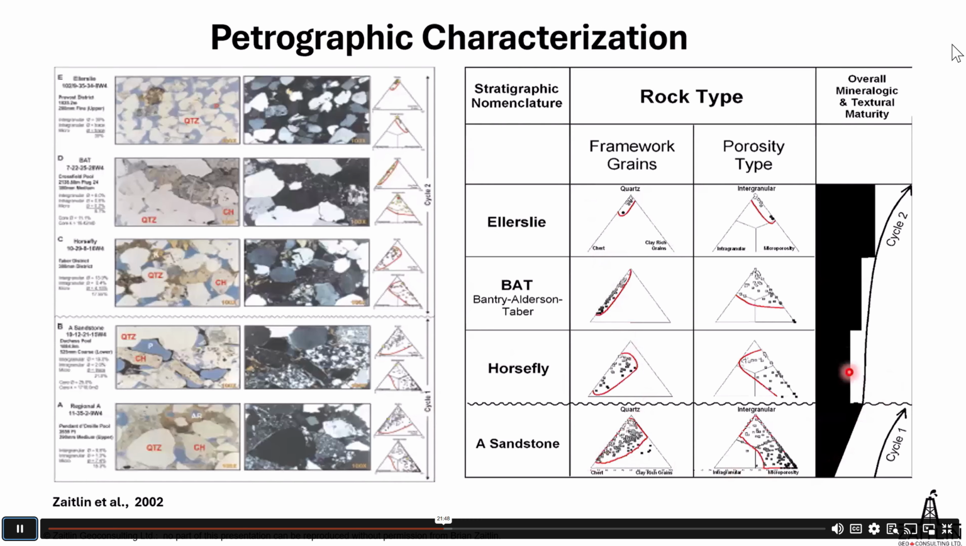Okay, we had a lower cycle, which we termed the A sand, which was a dirtier sand with a lot of clays associated within it, and chert and quartz. And it had argillans and all sorts of other fun things within it. And then an upper cycle where we had a progressive cleaning as we went up, as we went from chert and quartz and feldspars to chert and quartz to just quartz units. And we called that the Horsefly, the Bat, and the Ellerslie.